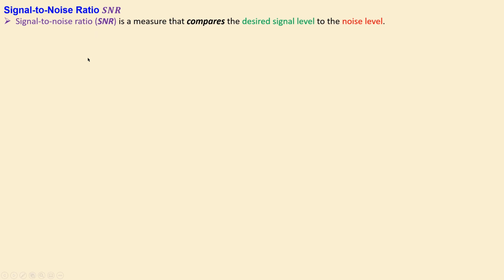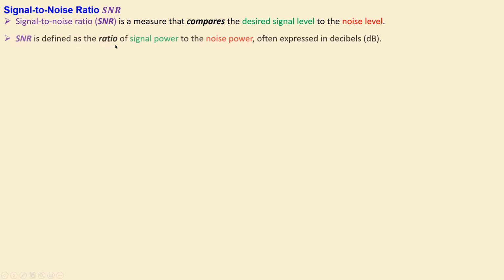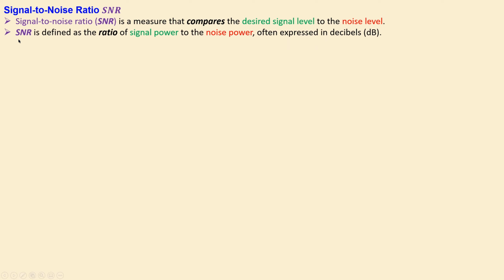But before we move on, let's also check the signal to noise ratio, SNR, which is a very important parameter. Let's summarize this very quickly. The signal to noise ratio SNR is a measure that compares the desired signal level to the noise level. If you make it a little bit more specific, the SNR is defined as the ratio of the signal power to the noise power. And it is often expressed in decibels, so dB for short.